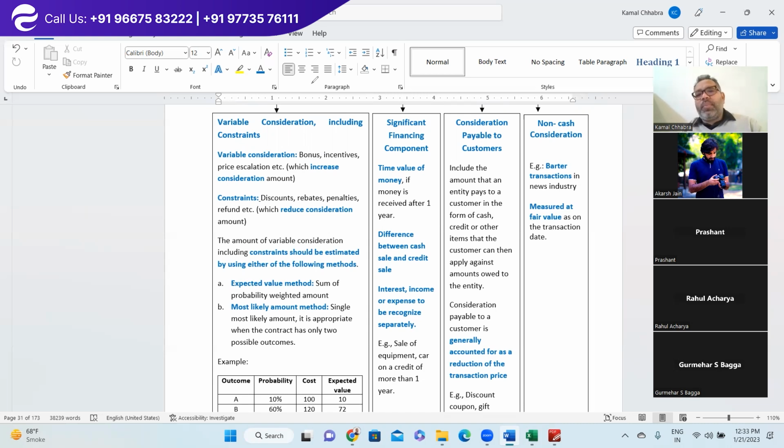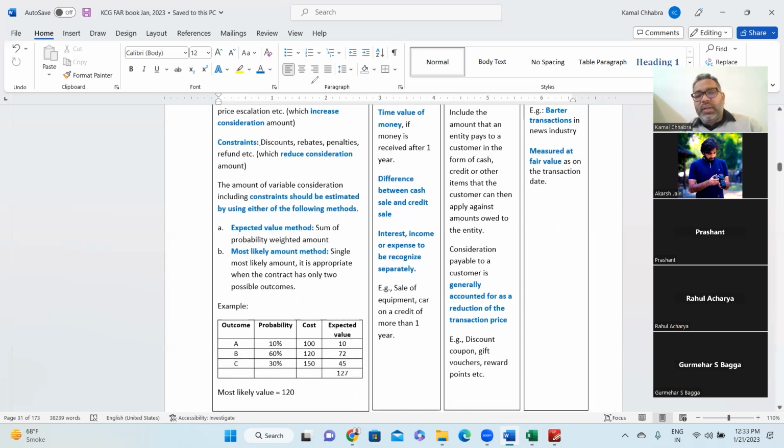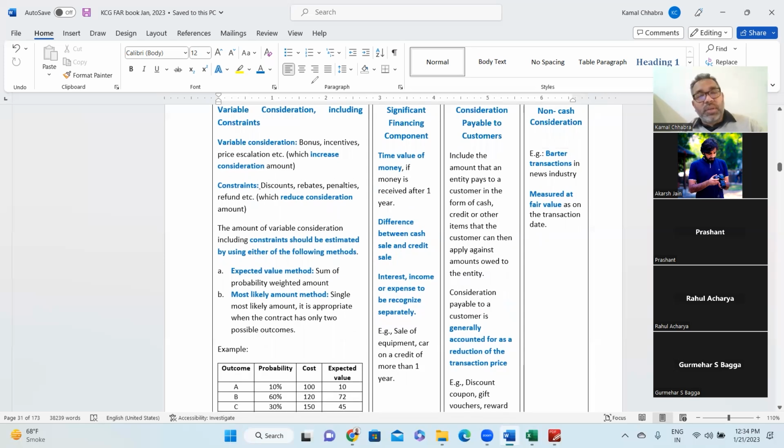Okay. So the next component is consideration paid and payable to the customer. This includes the amount that an entity pays to a customer in the form of cash, credit, or other items that the customer can then apply against the amount owed to the entity. The consideration payable to the customer is generally accounted for as a reduction in the transaction price. That may be a discount, voucher, gift voucher, or reward points. That is called consideration paid and payable to the customer.